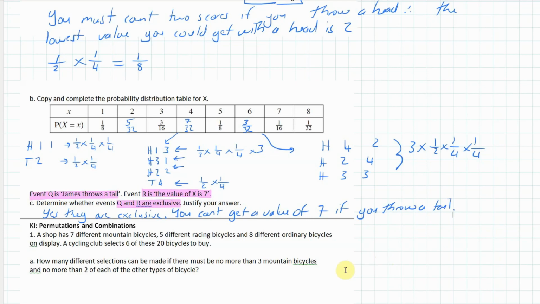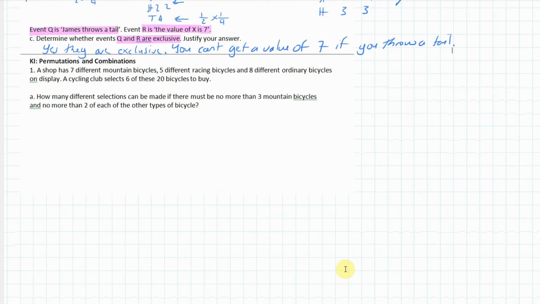because the highest value you could get would be 4. Okay, the last question of the day, permutations and combinations. The shop has 7 different mountain bikes, 5 different racing bicycles, and 8 different ordinary bicycles, and the club is selecting 6, and we've got to find out how many selections could be made. No more than 3 mountain bicycles, no more than 2 of the other types.